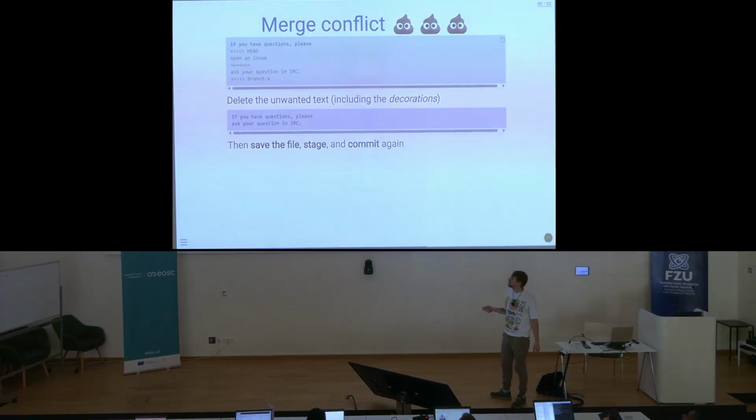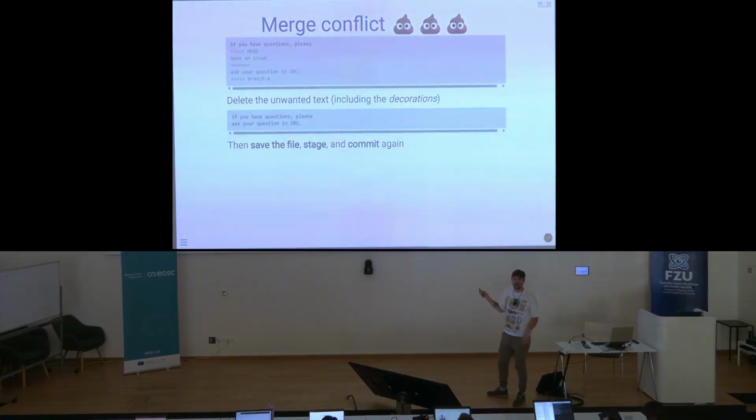So how do you fix it? You will delete everything you don't want in that file, including the decorations. We decided the correct one is "ask your questions." You will delete anything unwanted, save the file, stage and commit again, and done. This is how you solve a merge conflict. It's actually a little bit easier on GitHub. We will show you, and you can completely avoid it with branches.